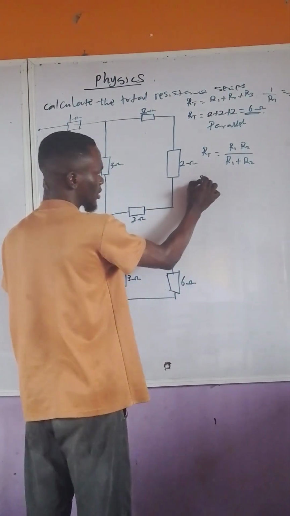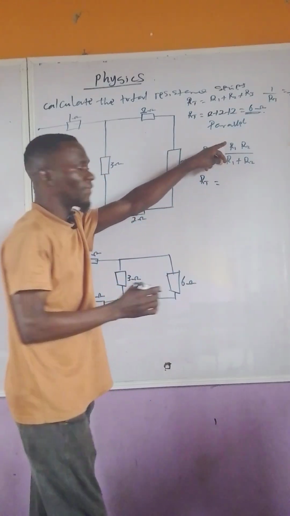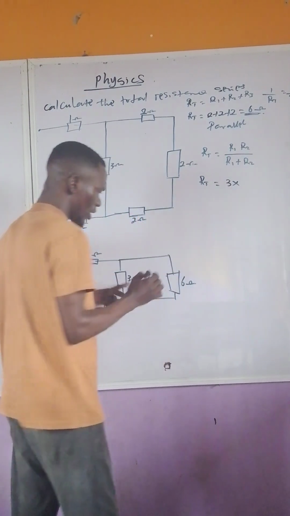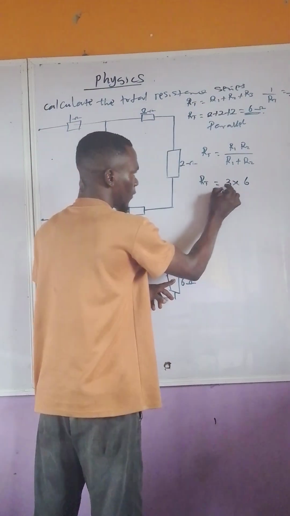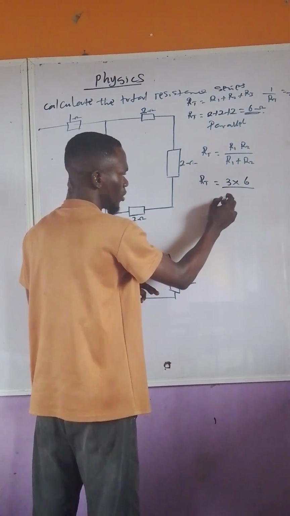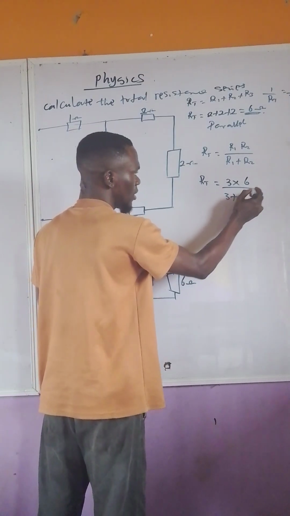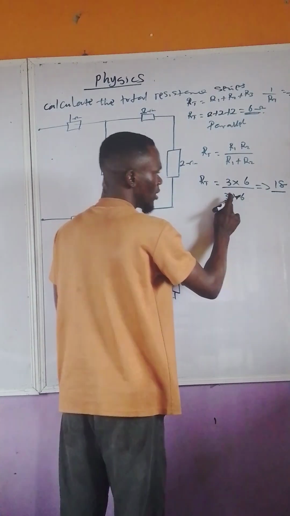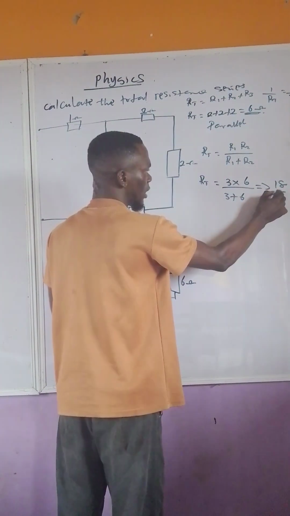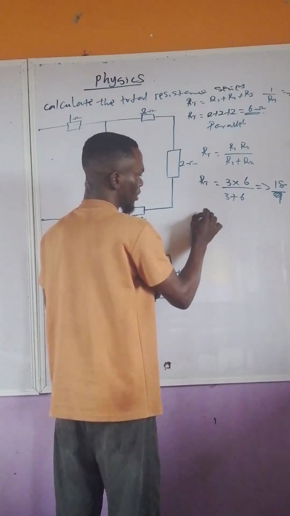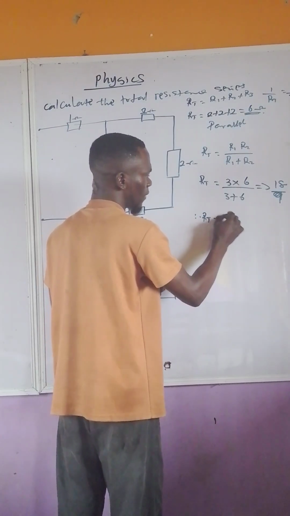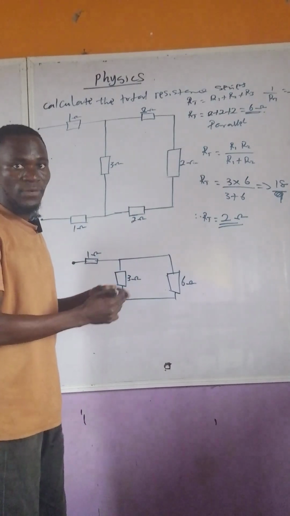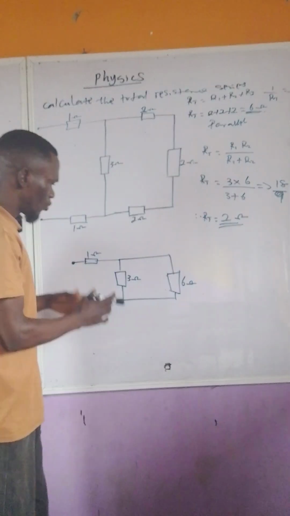We have the first resistance, 3, times the second one, 6, all over the sum. 3 plus 6 gives us 9. So 18 over 9, and when you divide it, we have a resistance equal to 2 ohms for the parallel.